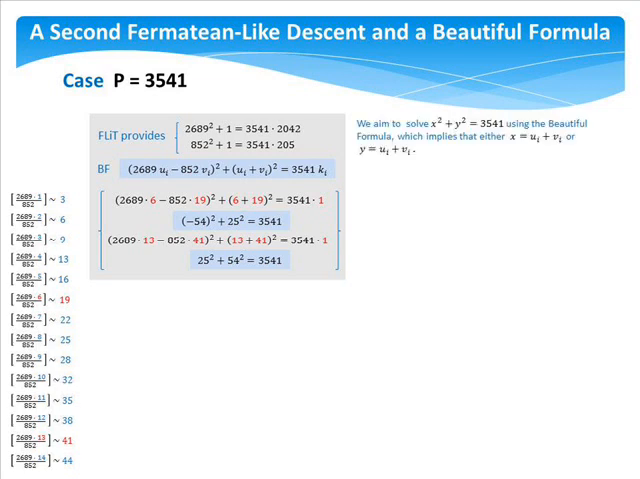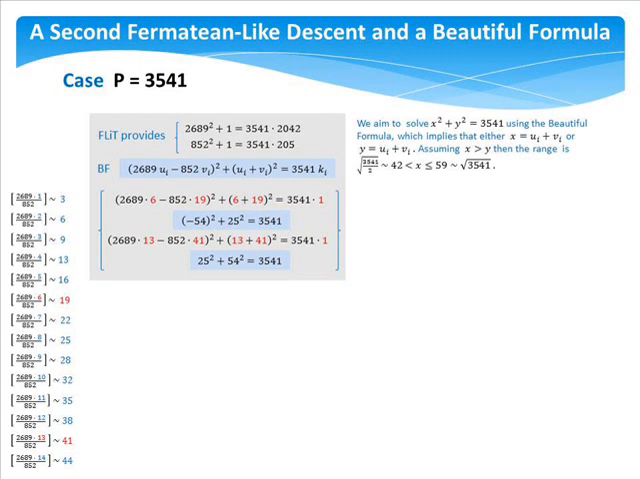As we aim to represent 3541 as x squared plus y squared, the beautiful formula implies that either x is u plus v or y is u plus v. So we can safely assume that x is the biggest of both squares. Then, the range has an upper limit of the square root of 3541, which is close to 59, as 60 squared is 3600, bigger than 3541.